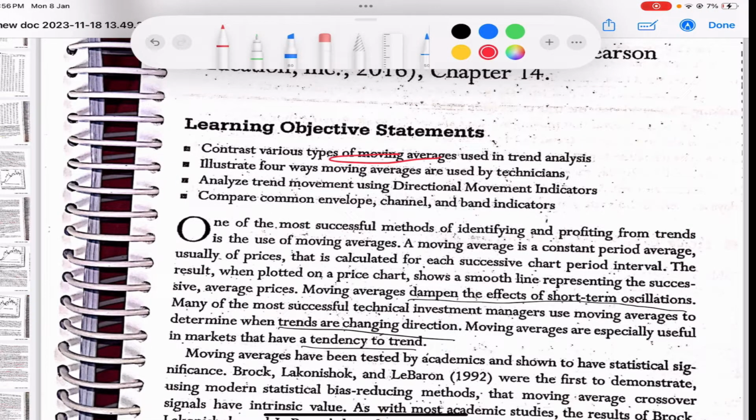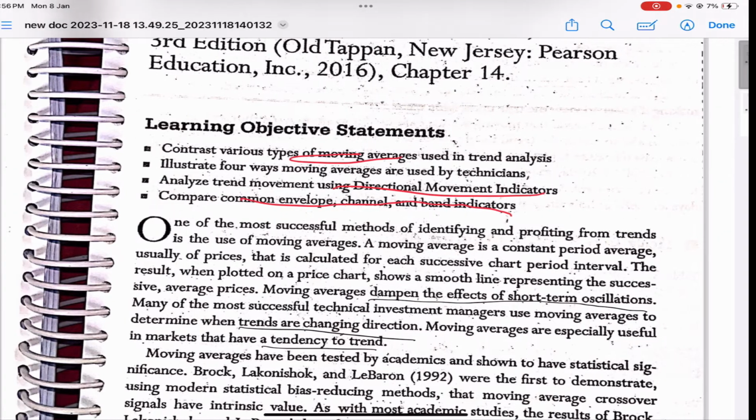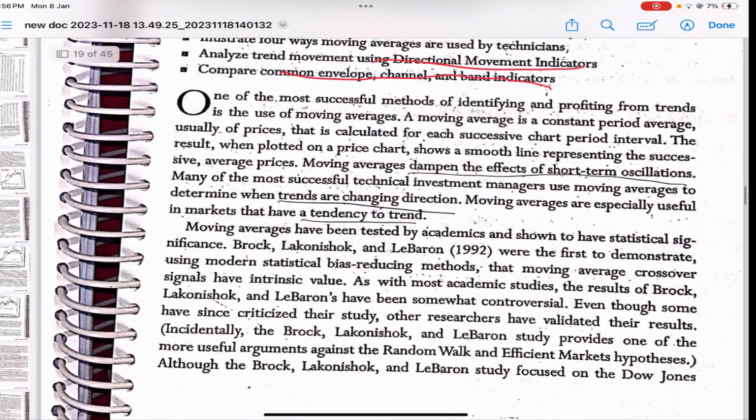We will also see what the uses of a moving average are, how to use the directional movement moving averages, and what envelopes, channels and band indicators are. The first thing we need to know is that identifying trend is the most important thing when it comes to trading. You need to identify what trend is going on in the market. When we use a moving average, the most important thing it tells us is what direction the market is currently in.